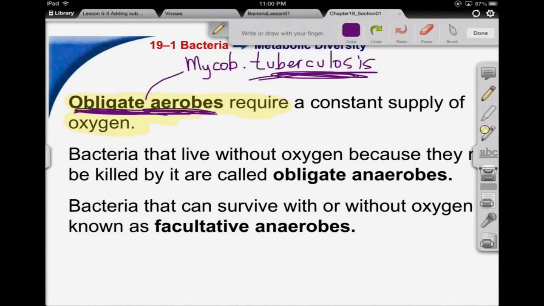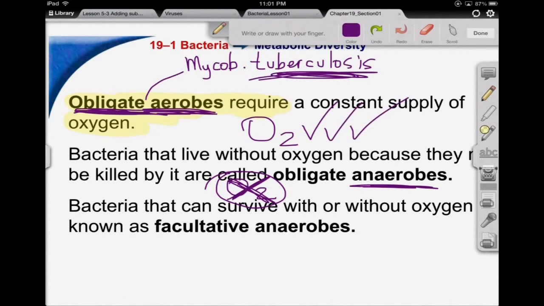But there are bacteria which are obligated to not be in oxygen. So this group is the no O2 group. Death to O2, absolutely not. And this is the group up here, has to have it, has to have it, has to have it. They'll die without it. Obligated to be anaerobic, let's circle that, an, that means without.